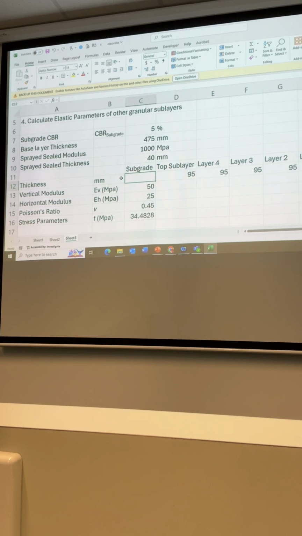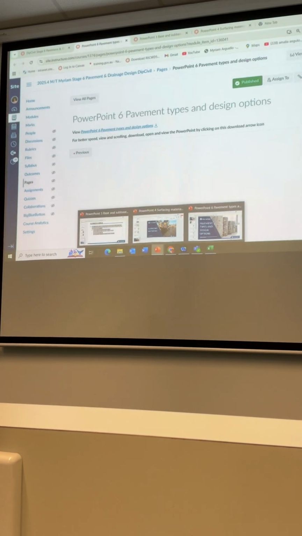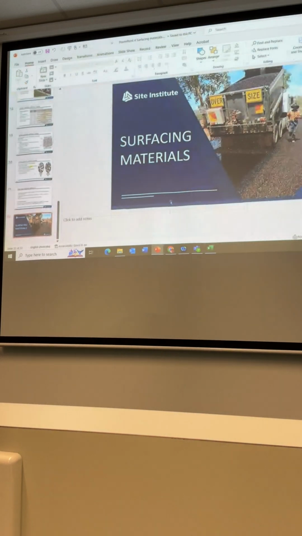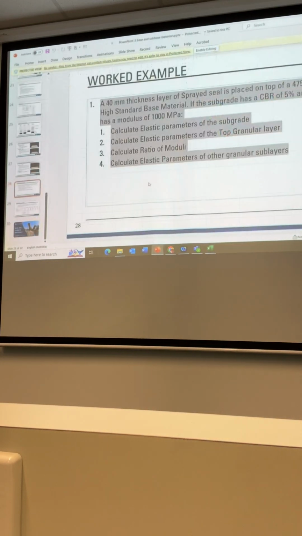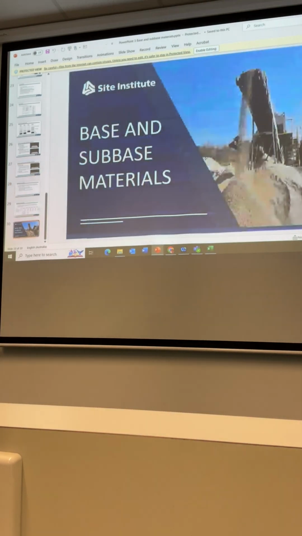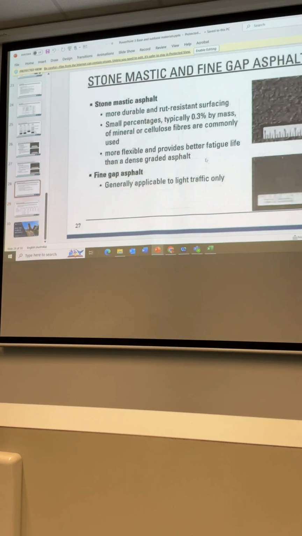Everybody there? How you do the stress parameter? Stress parameter is going to be the vertical module divided by 1 plus Poisson's ratio. The vertical module divided by 5. Thickness is going to be, let me see what's the formula.